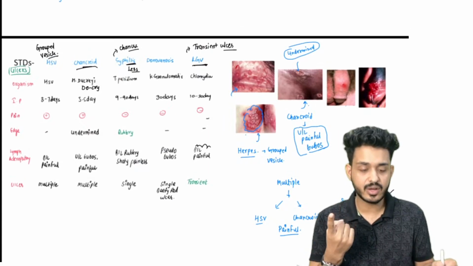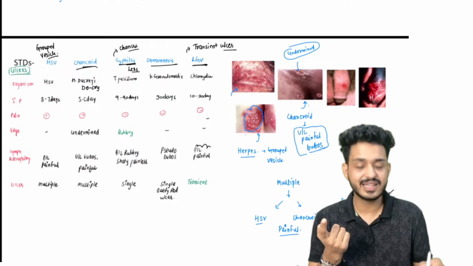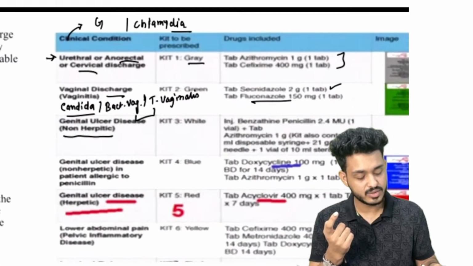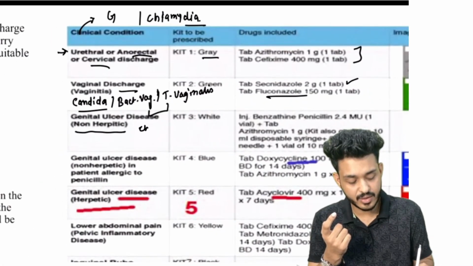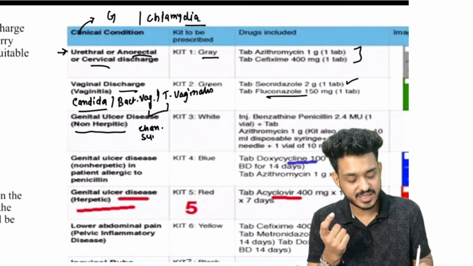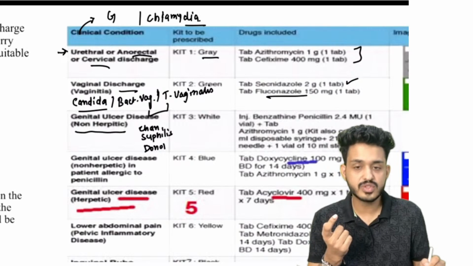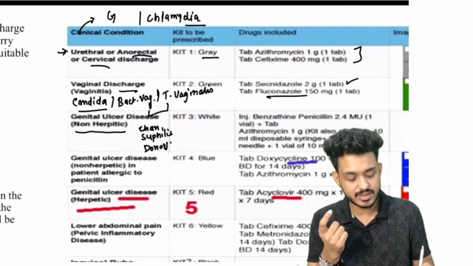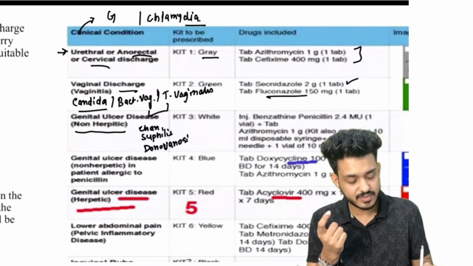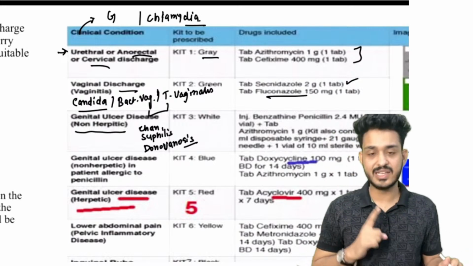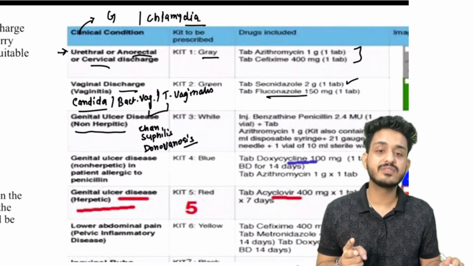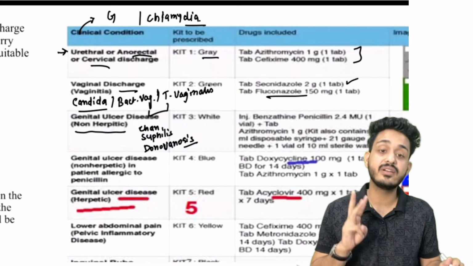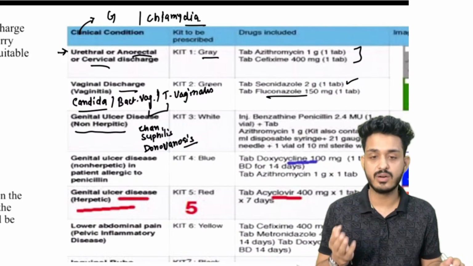Either it can be chancroid, either it can be syphilis, either it can be donovanosis. The drug of choice for syphilis will be, try to answer guys, remember: primary syphilis, secondary syphilis, early latent, late latent, tertiary syphilis, or neurosyphilis.